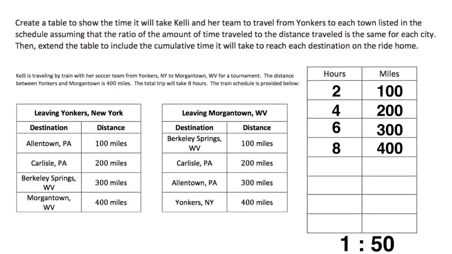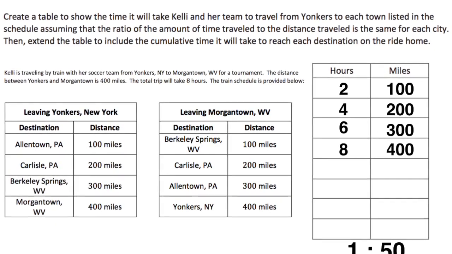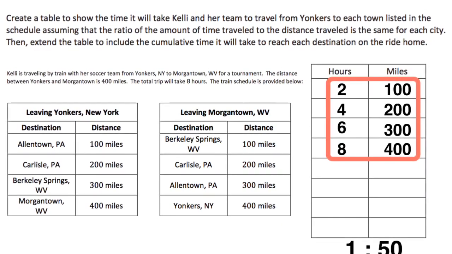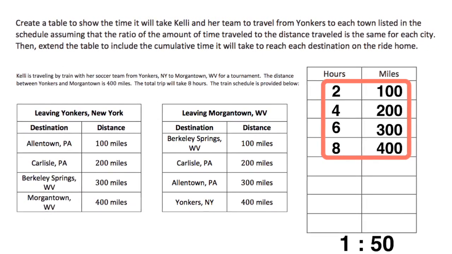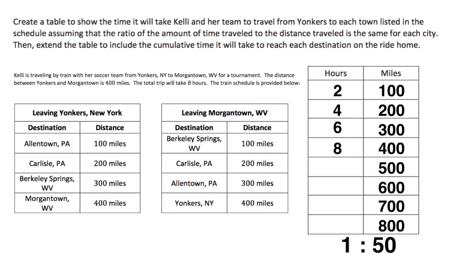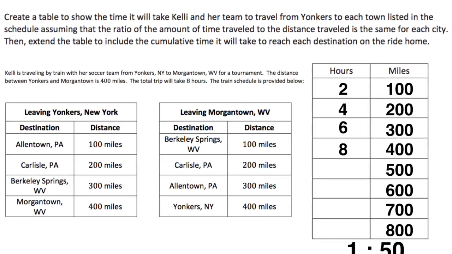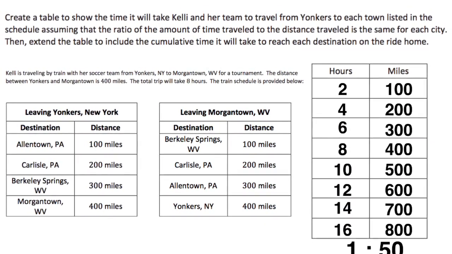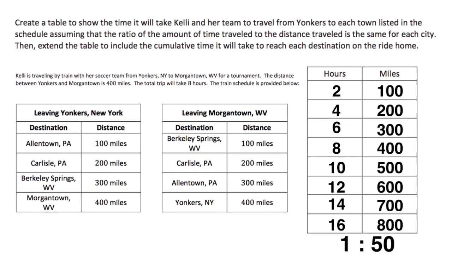But the question also asks how much time it would take the team to travel back from Morgantown after leaving Yonkers. Well, since I know the distance between each of these towns was 100 miles, I can just go 100 miles back each time from Morgantown, heading backwards to Yonkers. So let's do that. Now I have 500 miles, and that would have taken me back to Berkeley Springs. 600 miles, I would go backwards to Carlisle, I think, Pennsylvania, and so on and so forth. And you know what? I see a pattern in the hours column. 2, 4, 6, 8. And I can just continue that pattern, 10, 12, 14, 16, without having to do much math at all.